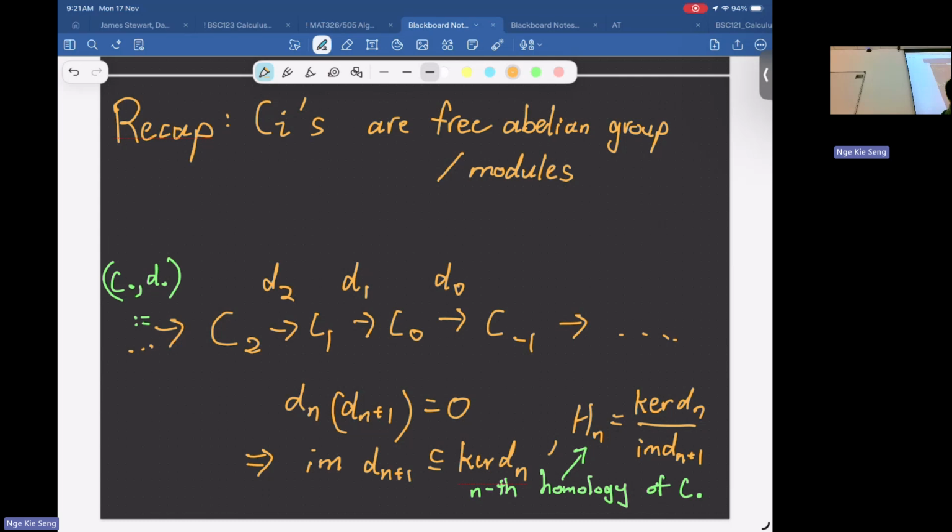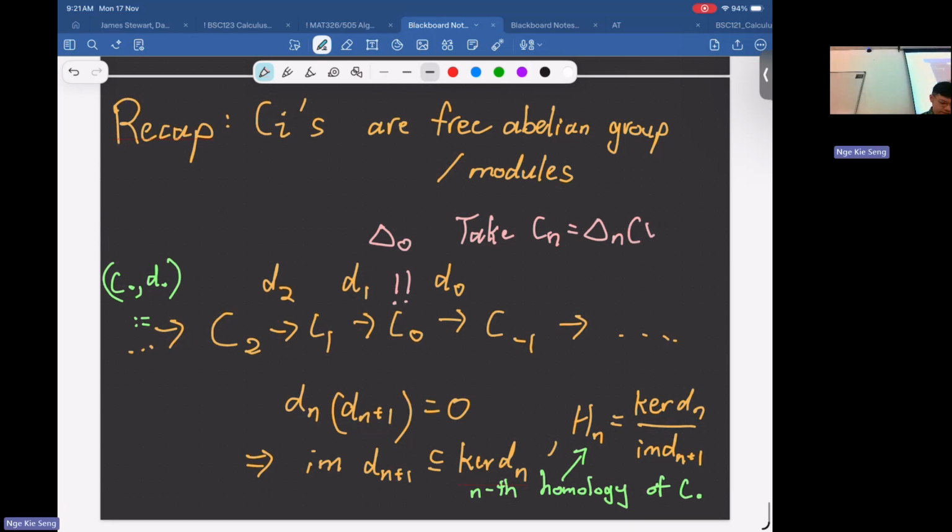And then actually there's one free abelian group you met before, right? Last time, we can take this C0 to be like the delta, what's our notation? The n chain, delta 0 like that. So maybe we can take Cn to be delta n. Is this our notation for n chain? Let's check. Yes. Okay.